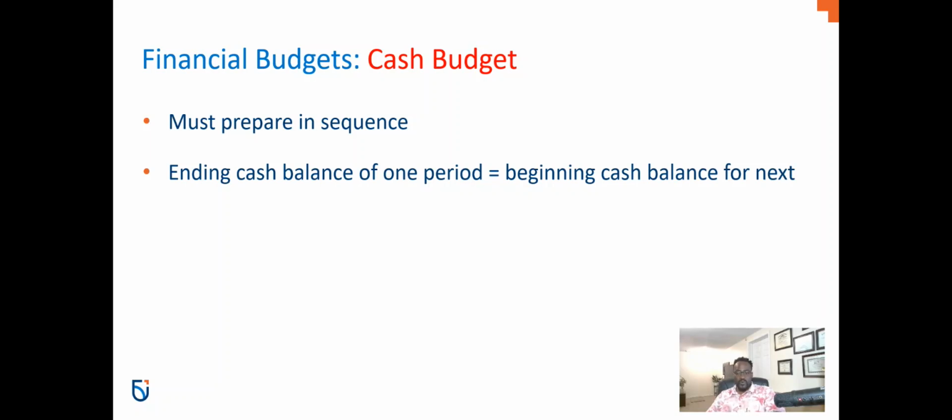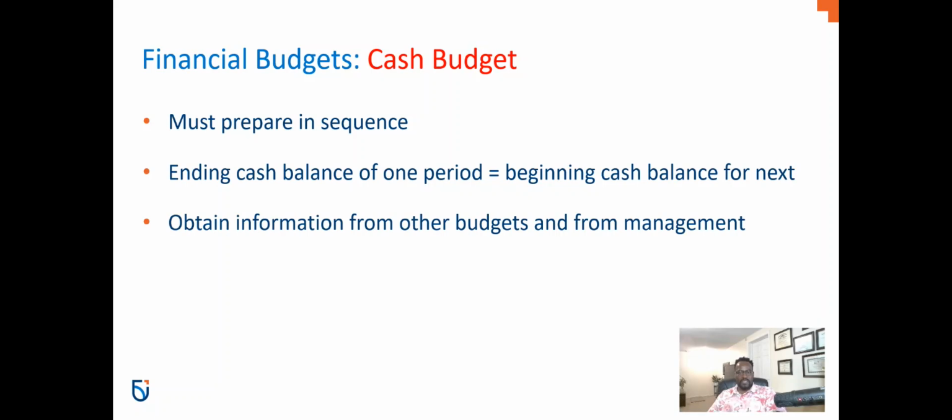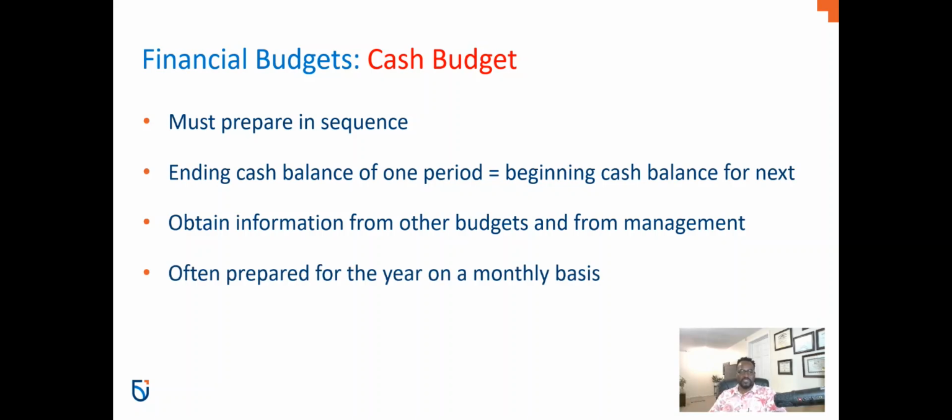So if you recall, as I was preparing each of those budgets, I was preparing a schedule of cash receipts or schedule of cash disbursements or cash payments for many of our expenses. So we're going to be using all that information to complete our cash budget. Usually it is prepared for the year and it is prepared on a monthly basis. So in our case, we only have 1 month to deal with, and so that's what we're going to use.